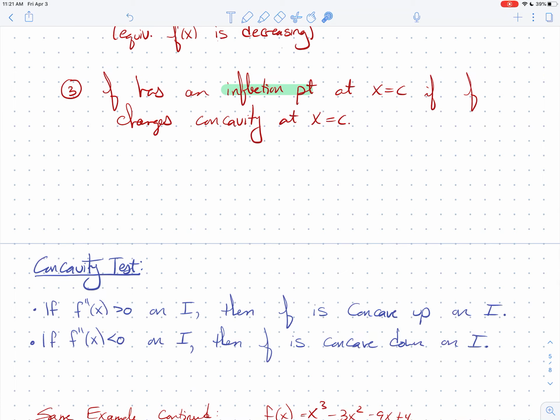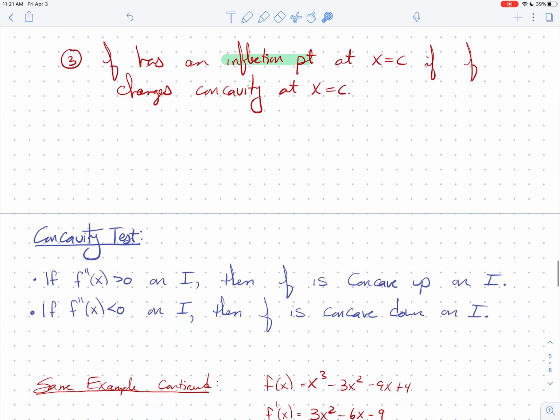So before I work through the concavity test with you, I want to remind you, so far we have the increasing decreasing test, we have the first derivative test, and now we have the concavity test. And the concavity test says what we just said before. If the second derivative is positive on an interval, then f is concave up on that interval. If the second derivative is negative on an interval, then f is concave down on that interval.